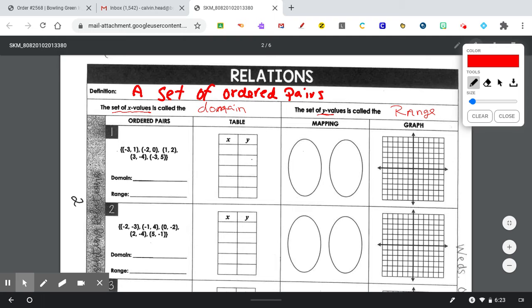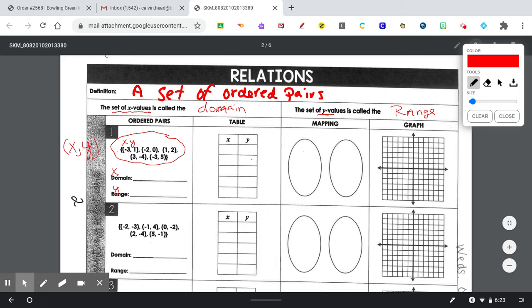Okay. So what we're going to do first is take this set of ordered pairs and write the domain and the range. So remember that the domain is X and the range is Y. Also remember that an ordered pair is written as X, Y. So that's important.